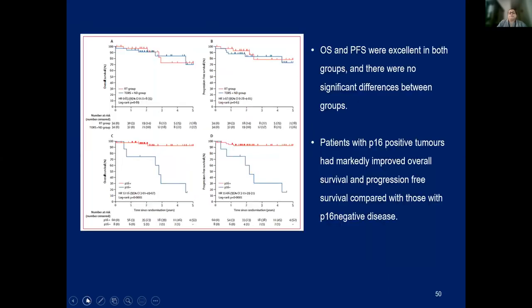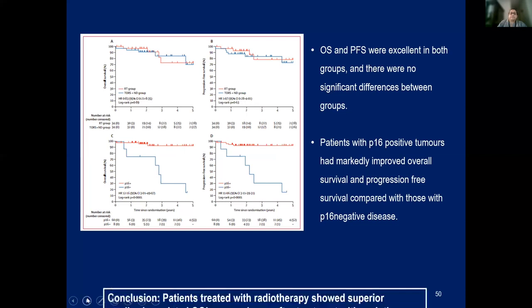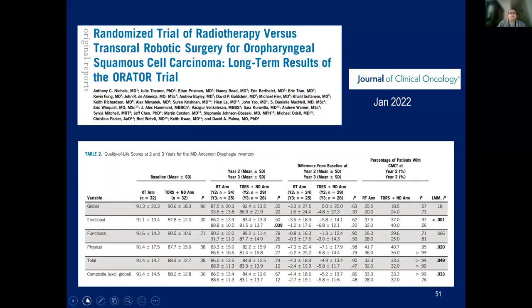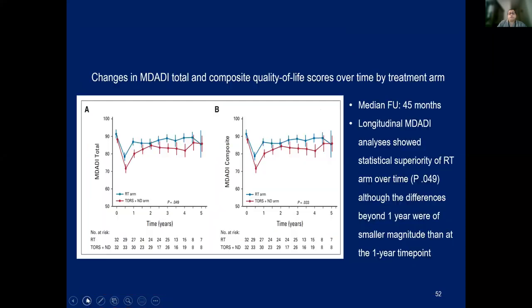And of course, patients with the P16 positive tumors had markedly improved overall survival and progression-free survival compared with those who had P16 negative disease. And in conclusion, they said that the early swallowing results or quality of life was better with radiotherapy as compared to surgery. And if you look at the long-term results which were reported in January 2022, the difference became narrower, but there seemed to still be a difference.